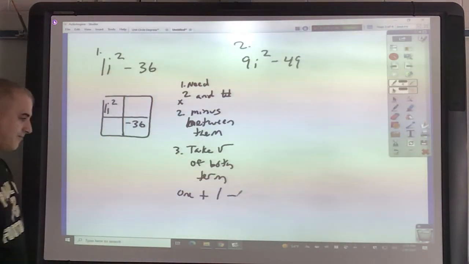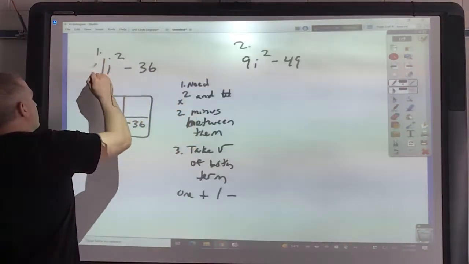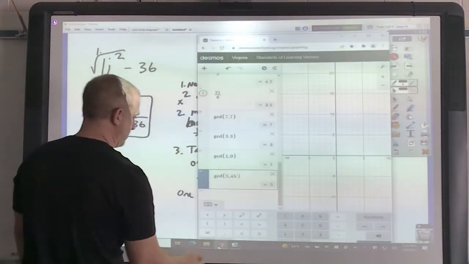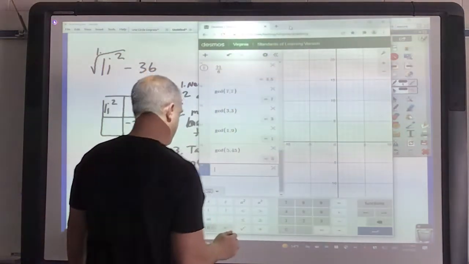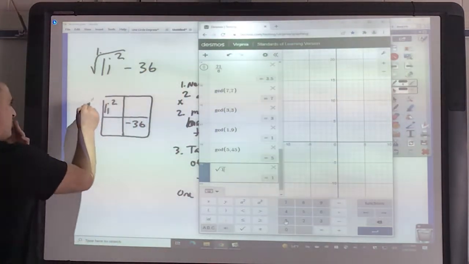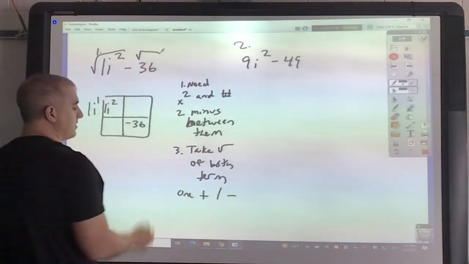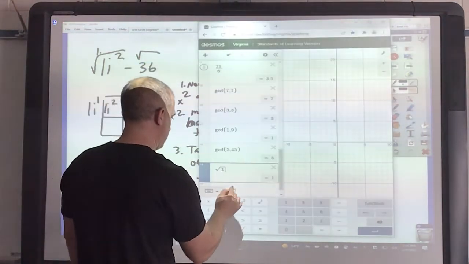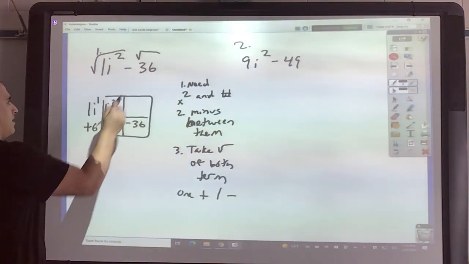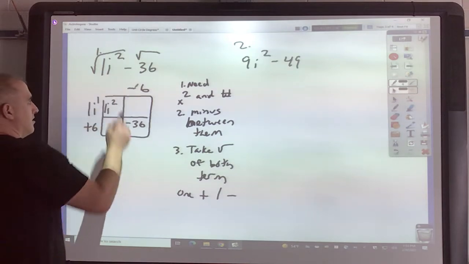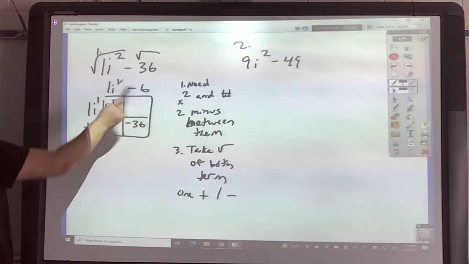So here's what I mean. I want to take the square root of 1i squared, okay? All right, square root of 1i squared, or square root of 1 is going to be 1. So I'm going to put i to the first. Square root of just 36 is 6. So I put 1 with a plus, 1 with a minus. Okay? So that's going to be 1i to the first plus 6, 1i to the first minus 6.